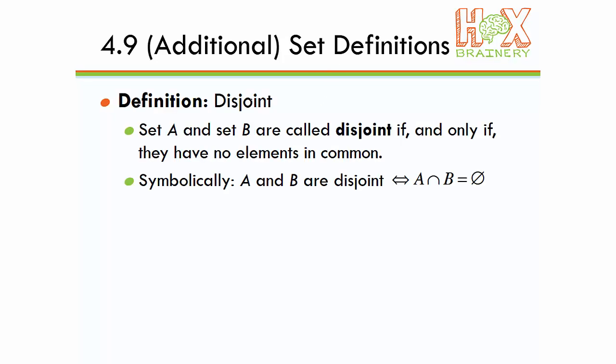First definition is disjoint. We've actually seen this one before, so we're going to revisit it. Set A and set B are called disjoint if and only if they have no elements in common. So symbolically, this is how we will write it: A intersection B is the empty set.